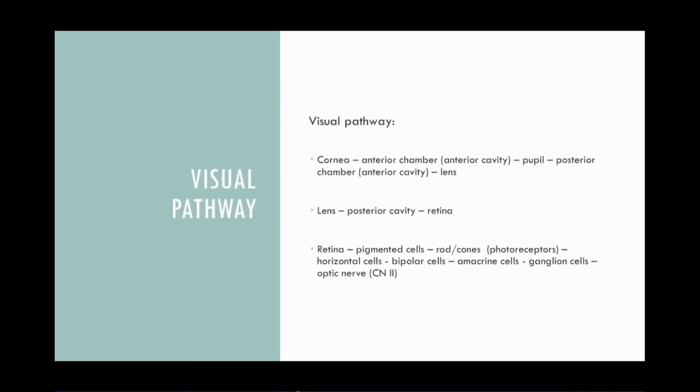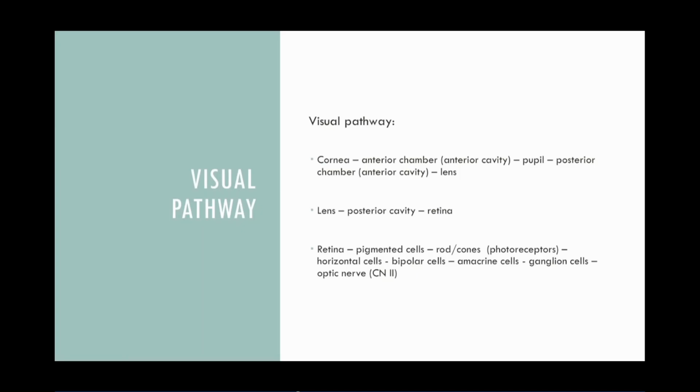The visual pathway. When you are studying this section, just pretend you're a photon of light. How do you go from what I'm seeing outside? How does that light get into the eye? And then from the eye, where does it go from there? How do I get to my primary visual cortex? And that's what we're going to learn right now, how we get there.